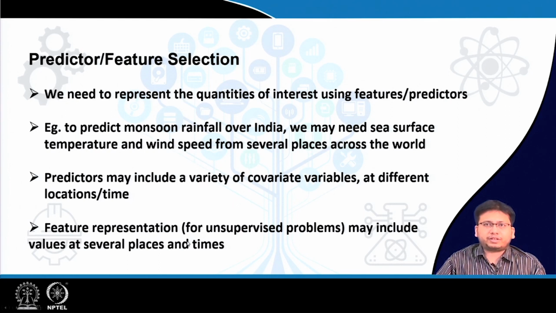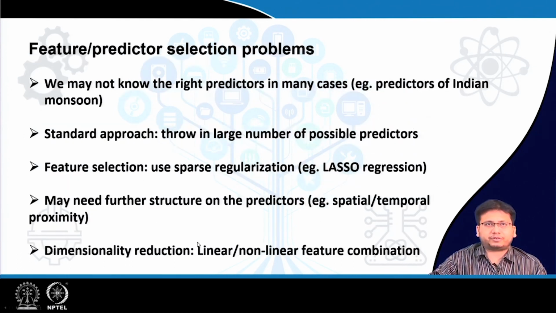Whenever we are solving some kind of supervised learning problem or any kind of clustering problem, it depends entirely on the features, on how we represent the different data points. So, in this case, we may have to represent the data using not only one variable of interest, but maybe also various other covariates which may have some influence on the variable that we are actually interested in. We may need to consider it at different locations and different time points. So, that way it becomes a bit of a challenge.